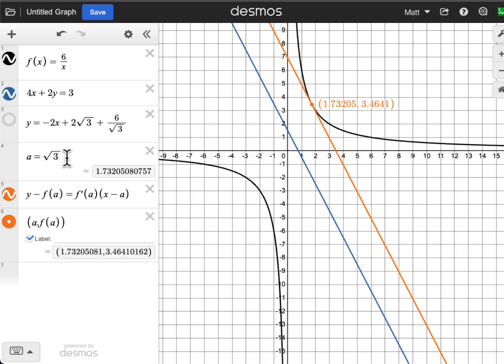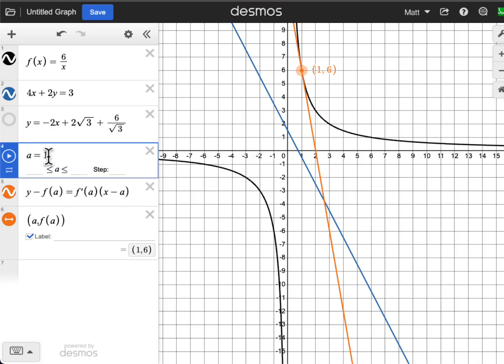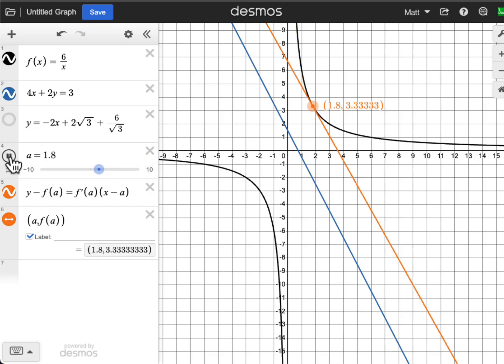Now what's interesting here is that I can change a to other values now and get different tangent lines. In fact, I can create a slider. Let a vary from negative 10 to 10. Let's just do a step size of 0.1 for now. And I create a slider that I can hit play on and see different tangent lines as a varies to different numbers.